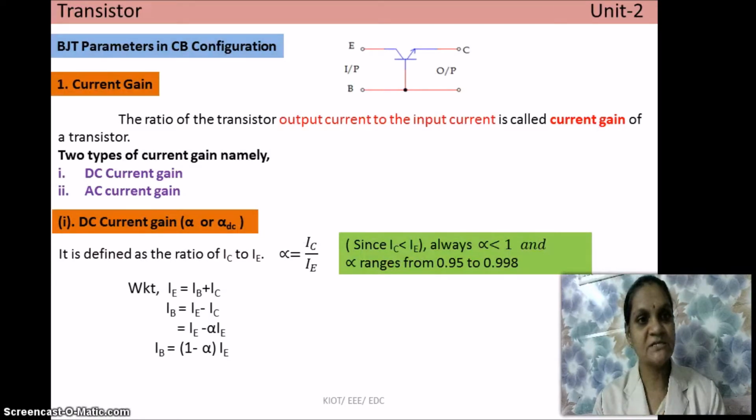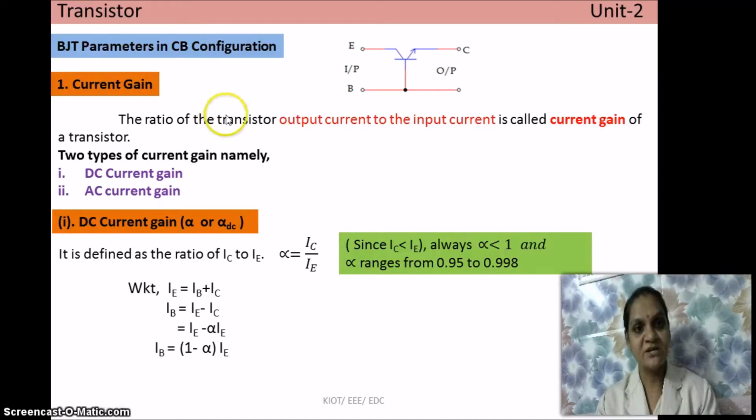The first one is the BJT parameters in common base configuration. As we discussed in the previous video, in a BJT there are three different types of configuration. The first is common base, then common emitter and common collector. This is possible by keeping any one of the terminals common between input and output. So first is the common base configuration, and the first parameter is current gain. Current gain is defined as the ratio of output current to input current.